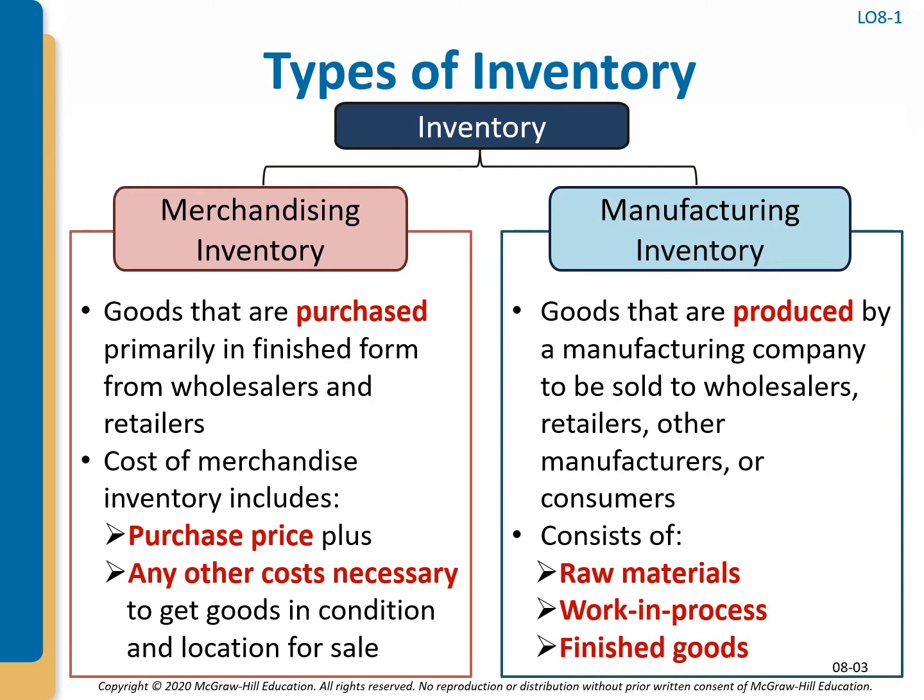Let's break down types of inventory. One is manufacturing inventory, and the other is merchandising inventory. The first point of what makes up an inventory, being the items that are to be sold in the normal course of business, applies to merchandising inventory. These goods are purchased primarily in finished form, and the cost of the merchandise that is recorded in inventory is the purchase price plus any other cost that is necessary to get the goods in condition and location for sale.